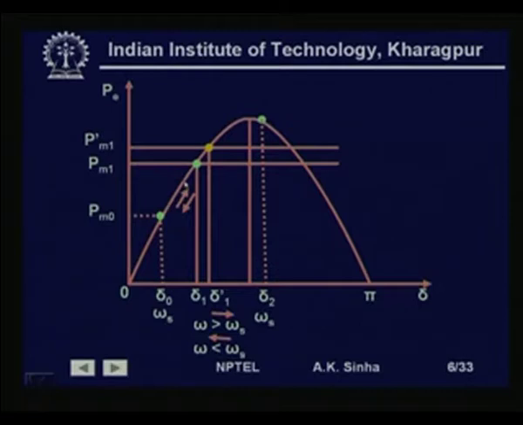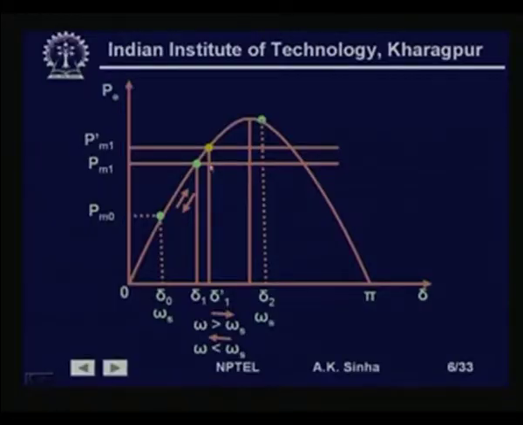As we keep moving up, the speed will be picking up, delta angle is increasing, the speed is increasing, and the accelerating power is reducing all the time. When we reach this point, we have electrical output equal to the mechanical input, but as we have seen, the speed at this point will be super synchronous, a little more than the synchronous speed, and so delta angle will keep on increasing. Maybe it crosses this point, then what happens?